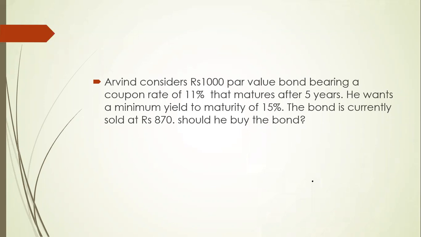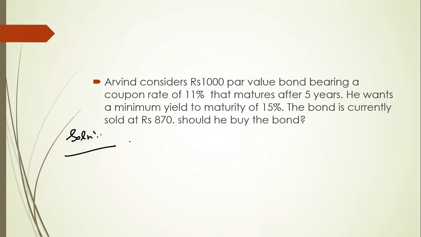Arvind considers a rupees 1000 par value bond bearing a coupon rate of 11% that matures after 5 years. So the par value is 1000, coupon rate is 11% and maturity is 5 years. He wants a minimum yield to maturity of 15%. The bond is currently sold at rupees 870. Should he buy the bond or not? That is the question. So let's solve this.